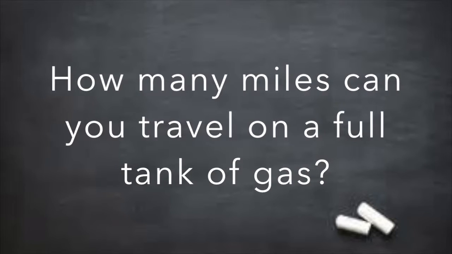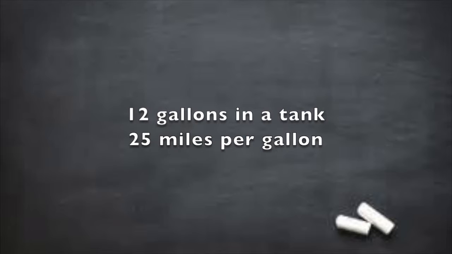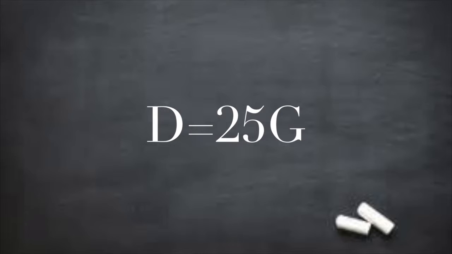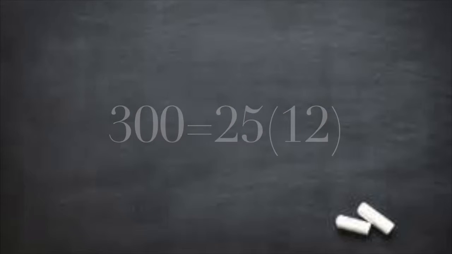So, how many miles can you travel on a full tank of gas? Well, with our car, you have a 12-gallon tank, and you can travel at 25 miles per gallon. Therefore, we can set up the linear equation of d equals 25g, where d is the distance and g is the total gallons. So with my 12-gallon tank, I can travel 300 miles on a full tank of gas.